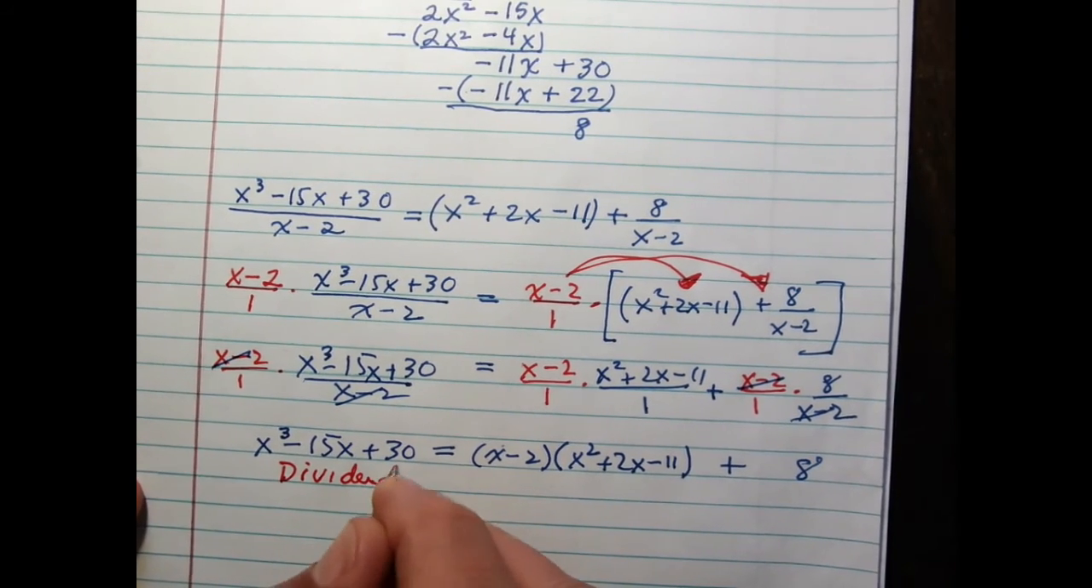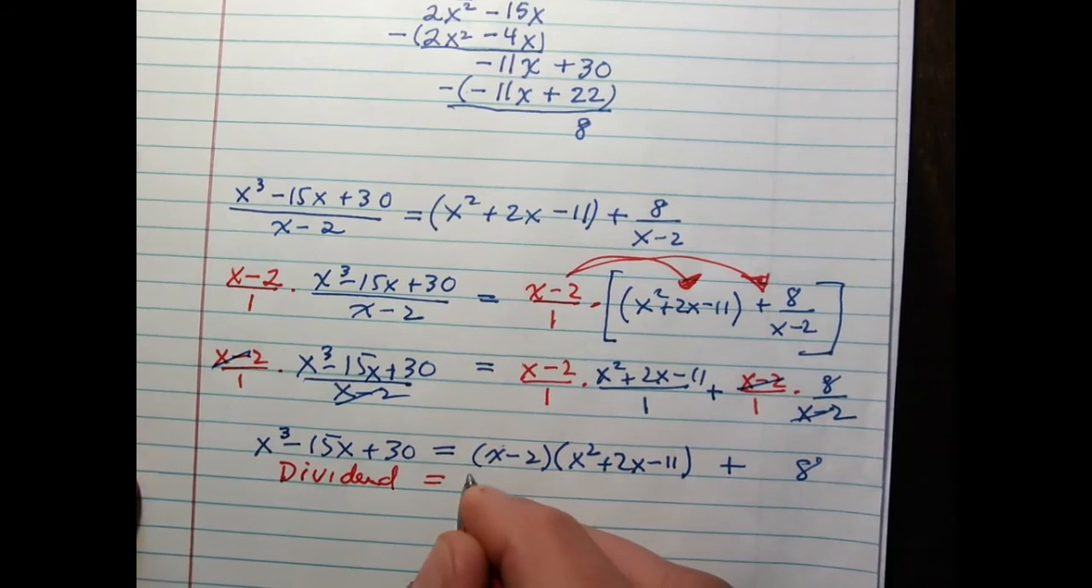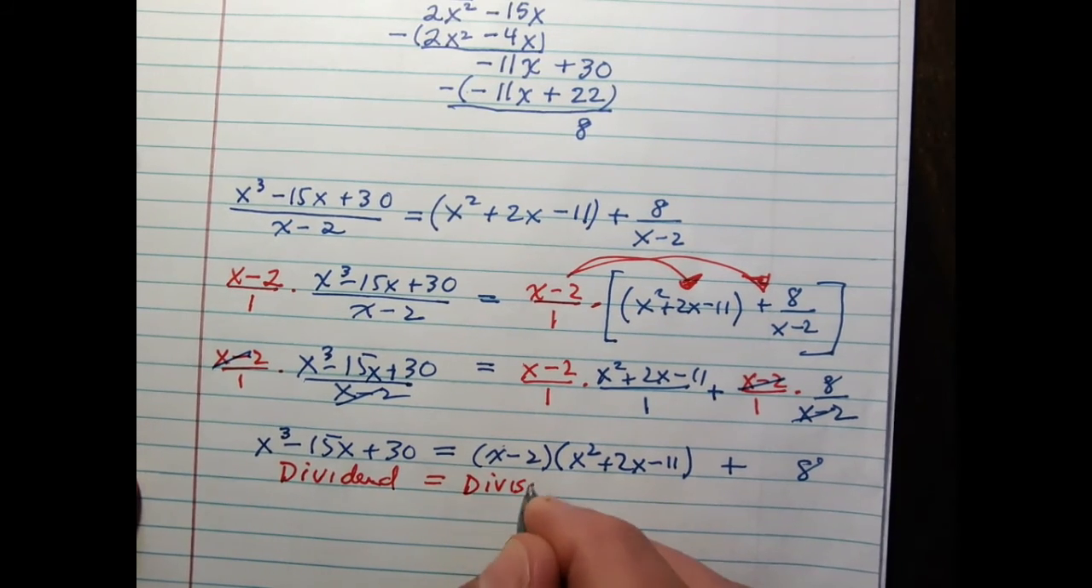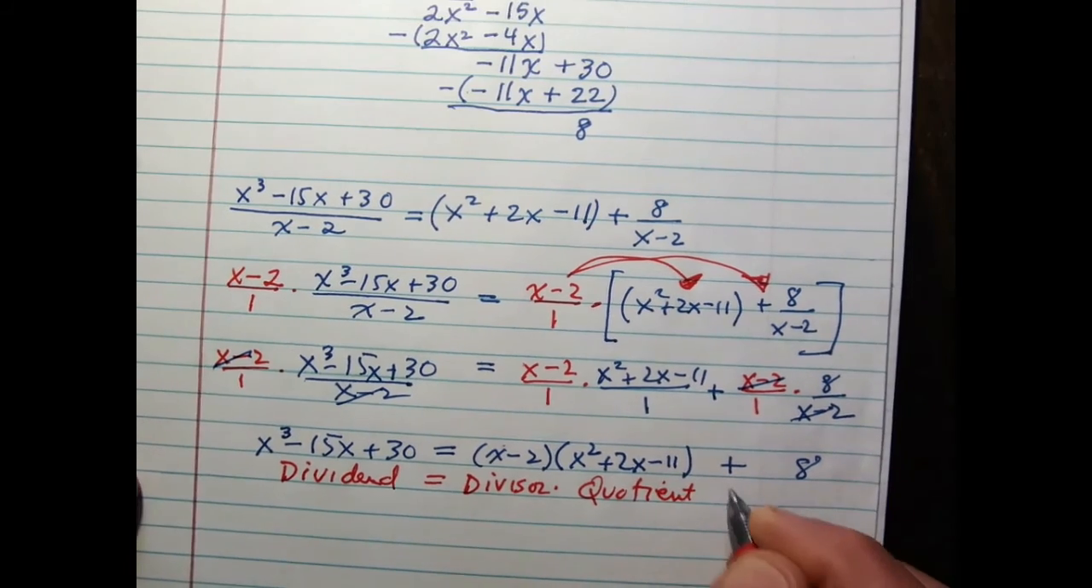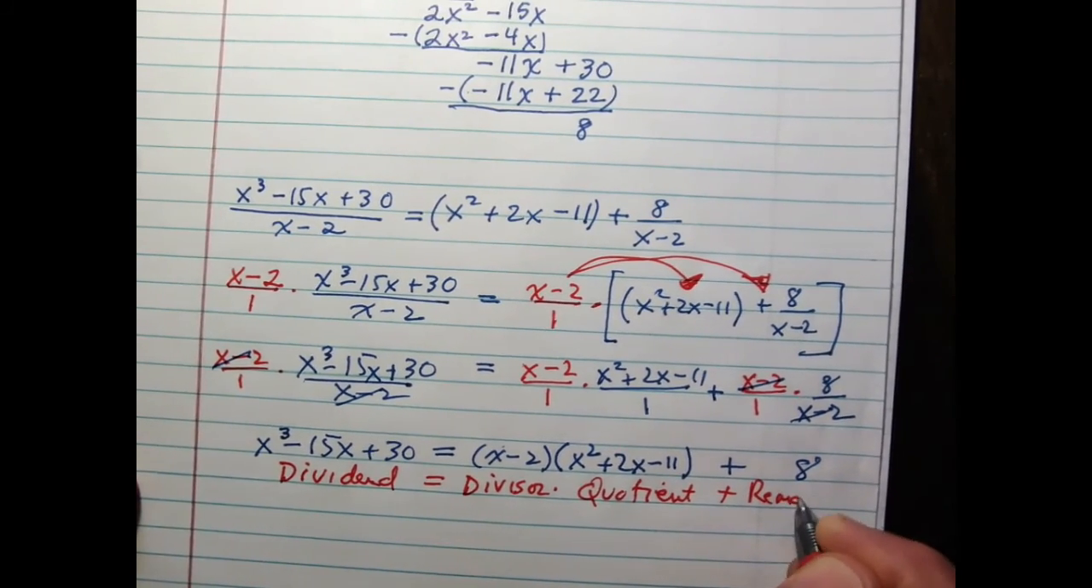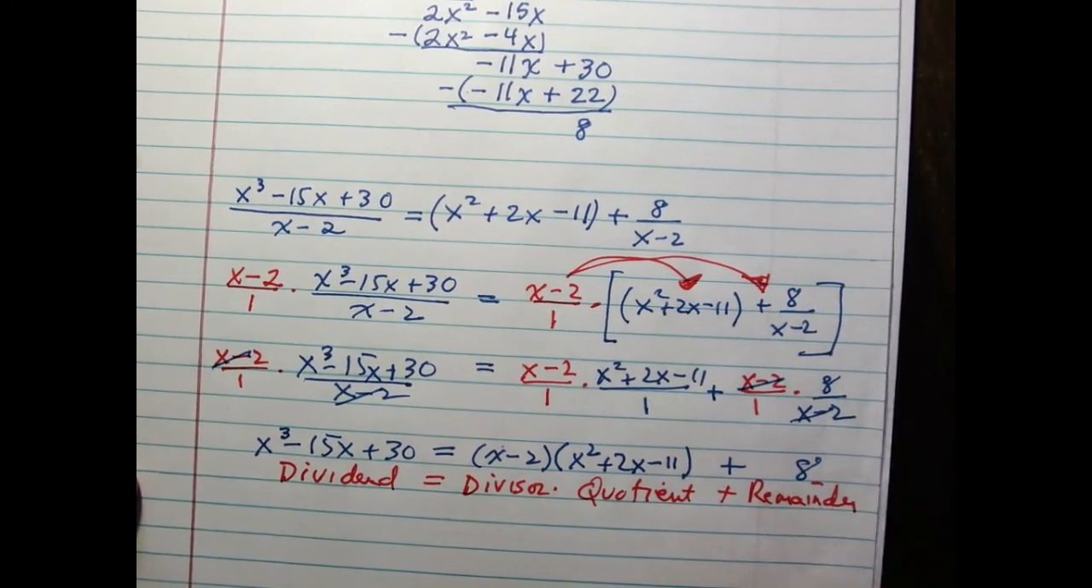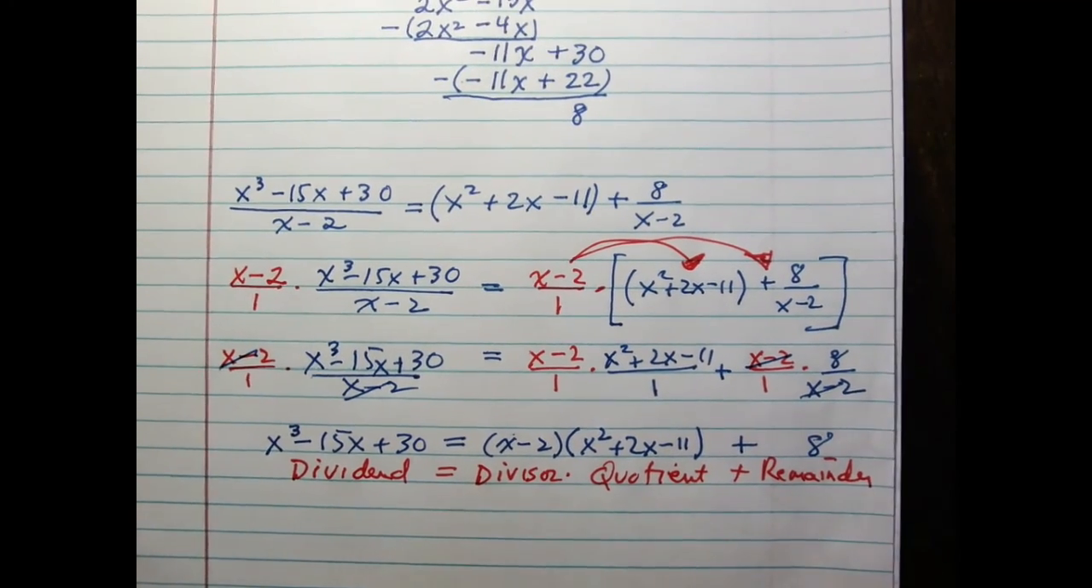Dividend equals, this was the divisor times the quotient plus the remainder. And that's all for that piece.